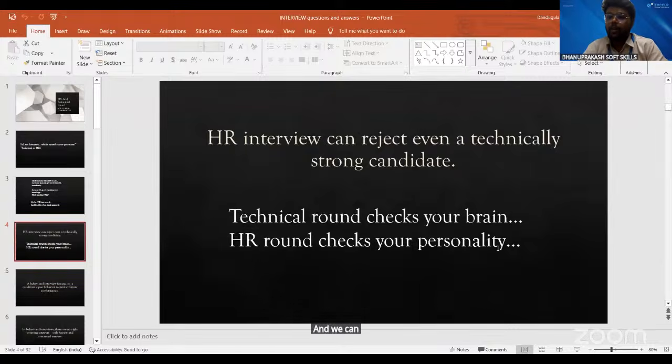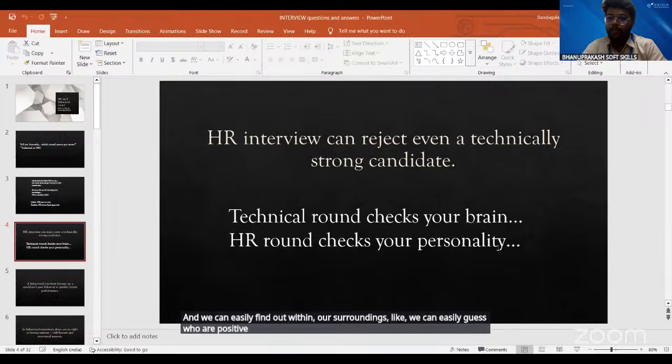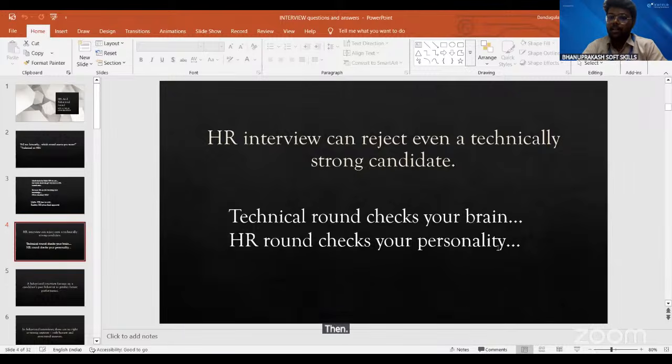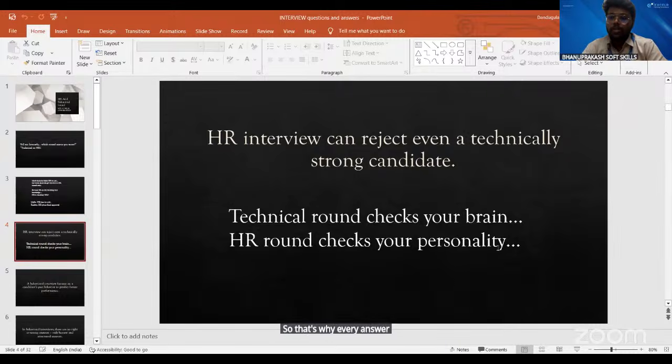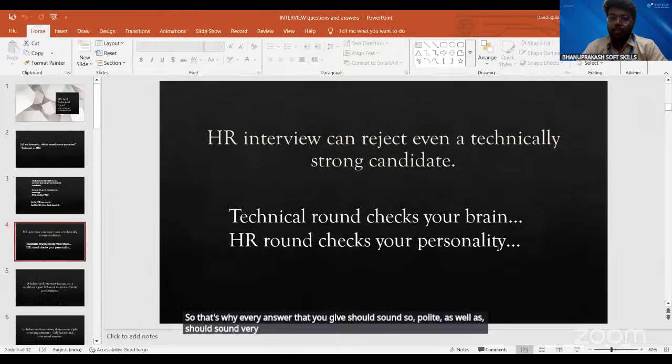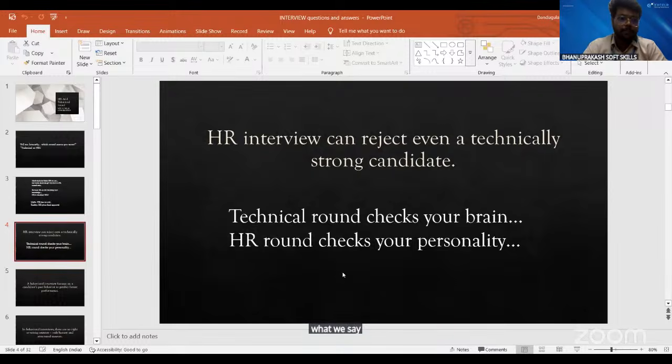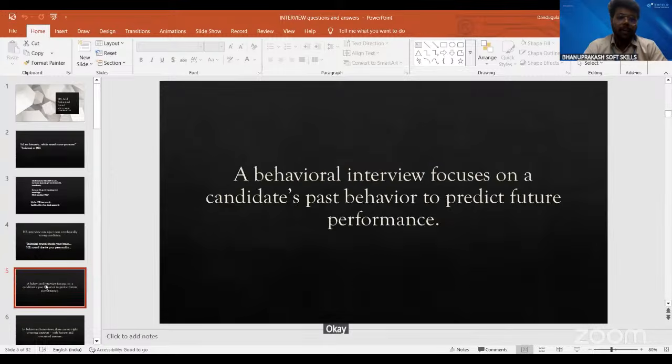And we can easily find out within our surroundings, like we can easily guess who has a positive personality and who has a negative one. Then these HRs require only 10-20 minutes of time to decide whether you have a positive personality or negative personality. So that's why every answer that you give should sound so polite, as well as very positive.